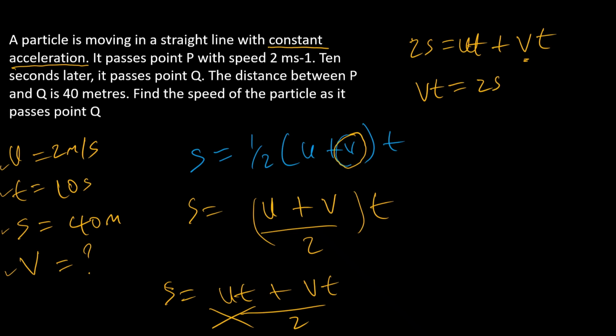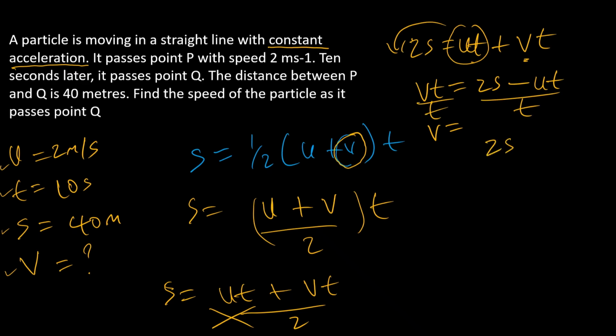Okay, so you collect like terms. This ut will move towards this side. It's positive, so it becomes negative, minus ut. Therefore, our v will be equal to, you divide both sides by t, v will be equal to 2s minus ut divided by t. So this is the equation we are going to use to calculate our final velocity. Alright, so that is our final velocity equation.